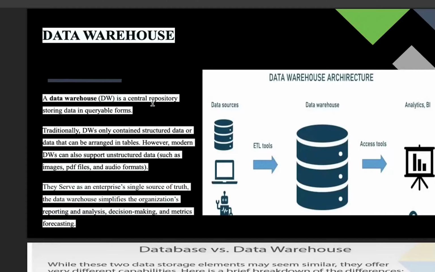So that's it. Traditionally, a data warehouse only contains structured data, or data that can be arranged in tables. However, modern data warehouses can also support unstructured data such as images. So modern warehouses can also support this. They serve as an enterprise single source of truth. The data warehouse simplifies organization reporting and analysis, decision making, and metrics forecasting.